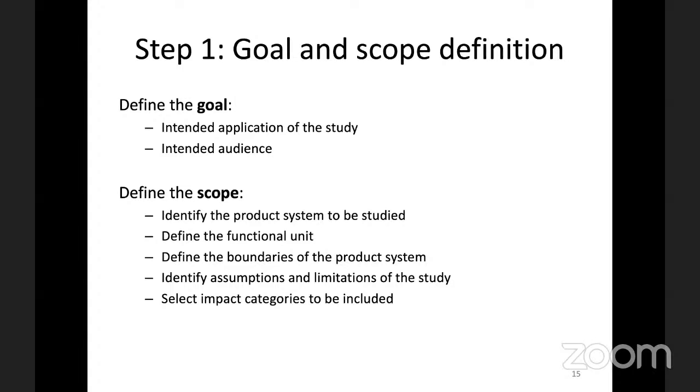So step one, define the goal. This is going to give you the intended application of the study, and also the intended audience. When you define the scope, keep in mind that you have to identify the product systems to be studied, define the functional unit, define the boundaries of the product system, identify assumptions and limitations of the study, and select impact categories to be included. So these are the two stages in the first step. I'll come to the functional unit and the boundaries in a few slides.